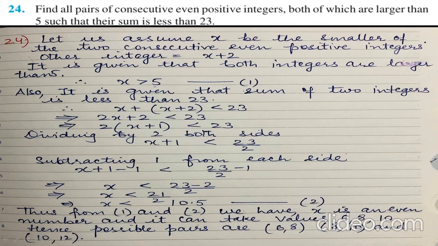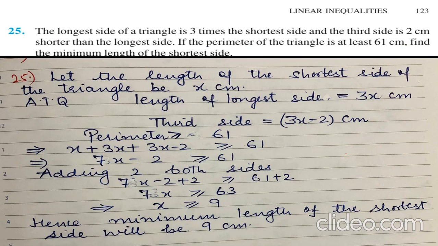Now look at question number 25. It says the longest side of a triangle is 3 times the shortest side, and the third side is 2 centimeters shorter than the longest side. If the perimeter of the triangle is at least 61 centimeters, find the minimum length of the shortest side. Now here we are given certain conditions and we have to find the minimum length of the shortest side.